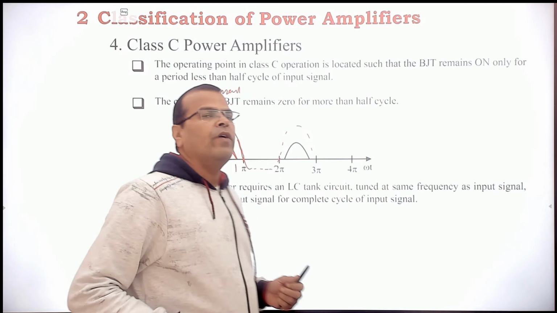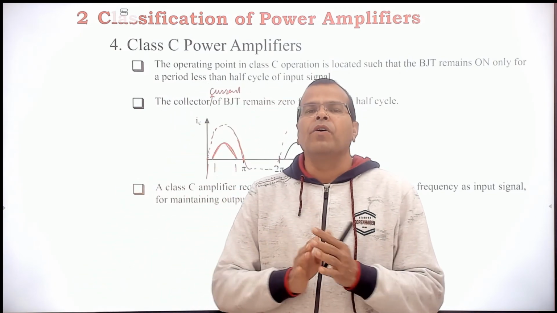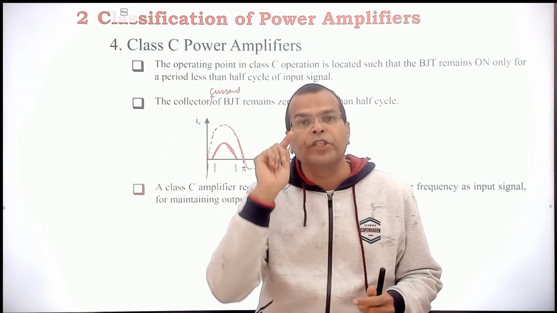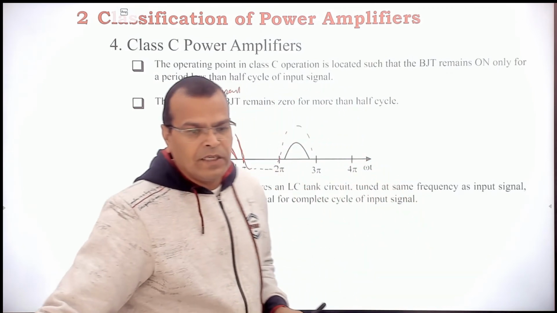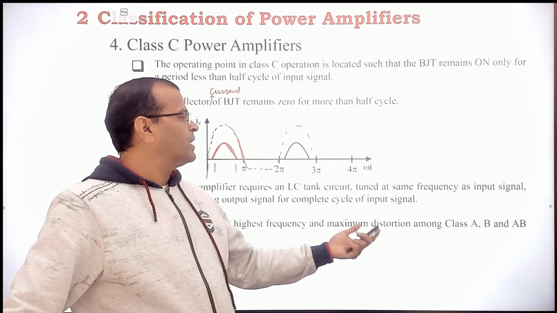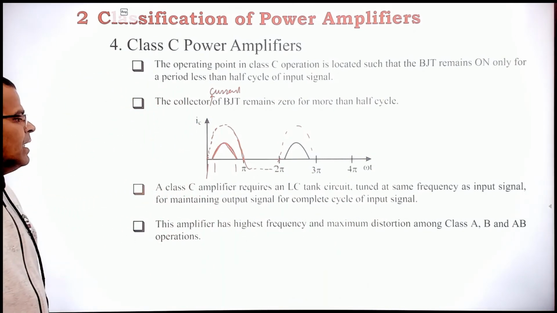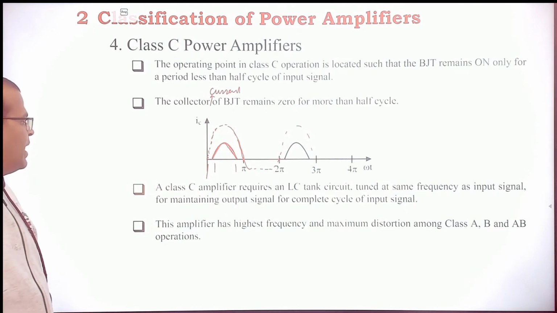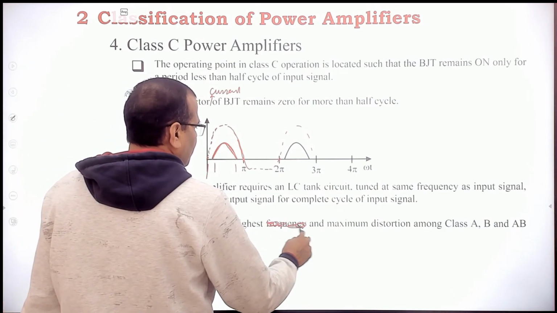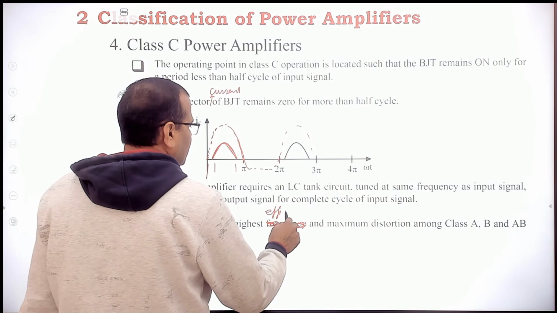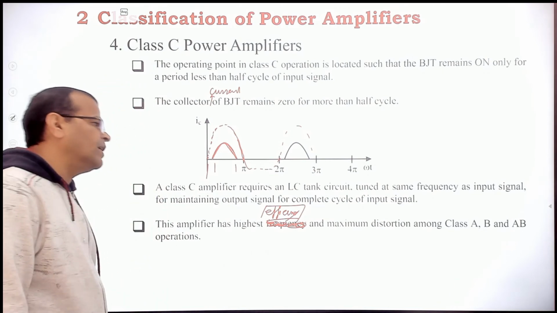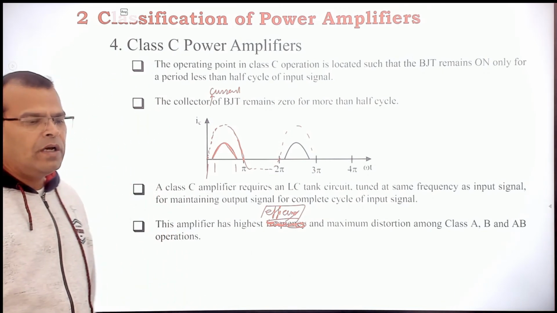So remember, when you have tank circuit in amplifier, for producing sinusoidal signal at the output for complete cycle of the input signal, such an amplifier is called tuned amplifier. So class C amplifier is essentially a tuned amplifier. Fine. This amplifier has highest efficiency and maximum distortion among class A, B and AB operation, right? Please say this is efficiency. It has highest efficiency and maximum distortion among all the amplifiers.